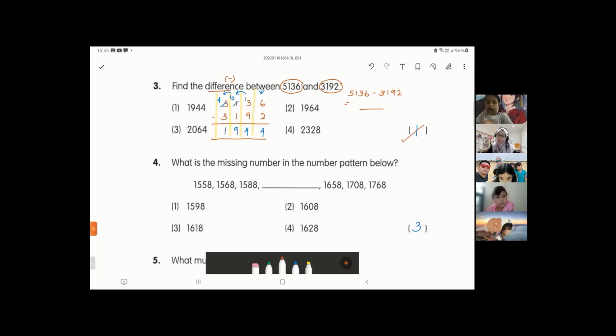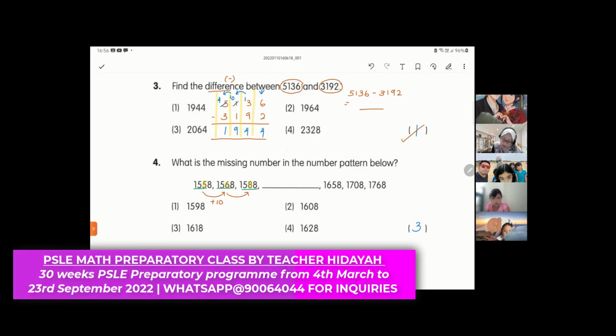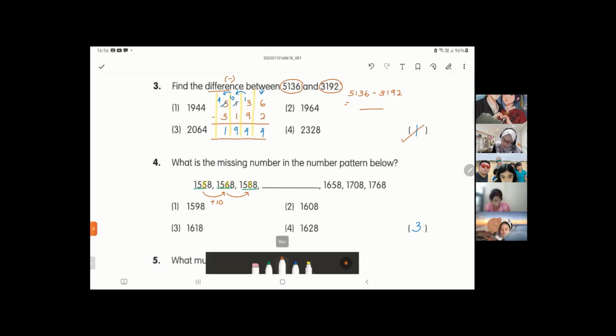Right? What is the missing number in the number pattern below? So if you want to find number pattern, always find the difference. We did difference for number 3, right? So we are going to find the difference between the two numbers, like this and this first. Difference means you have to minus. So you just have to look at the different number, which is these two. Then you minus them. And then you realize that from the first 1,558 to 1,568, it increased by 10. Then if you check these two, we are going to compare this number. So from 1,568 and 1,588, it increased by 20.